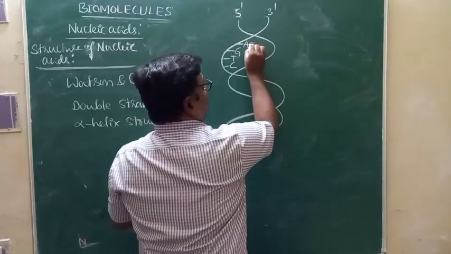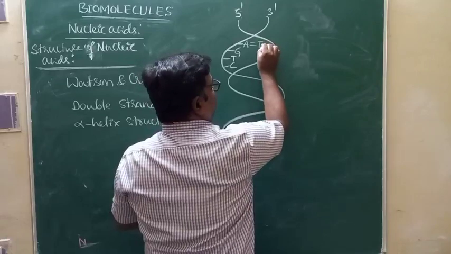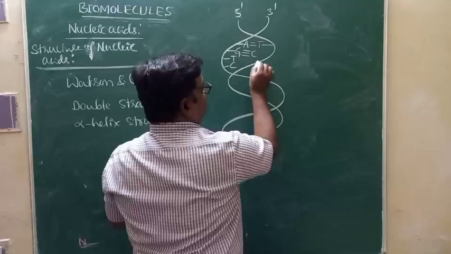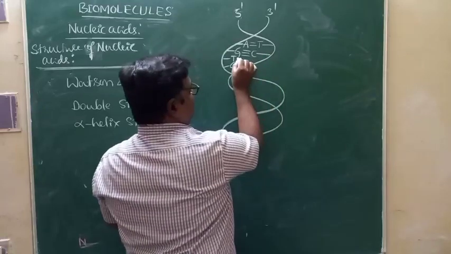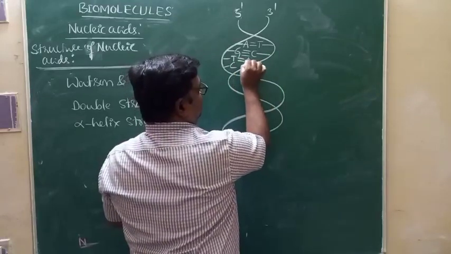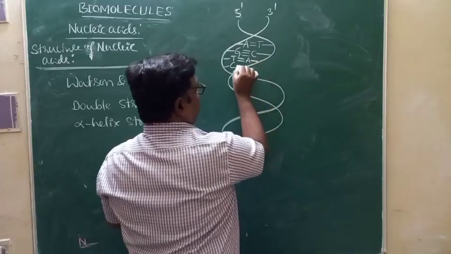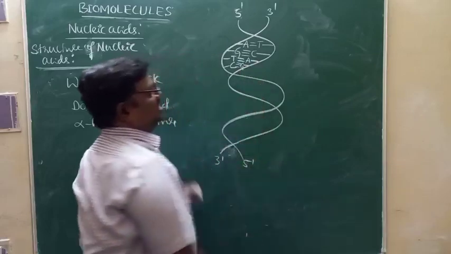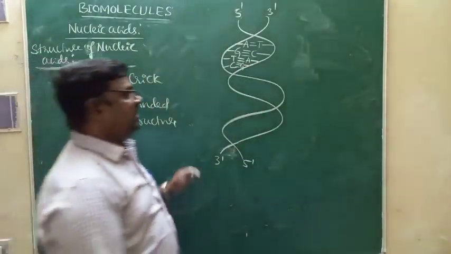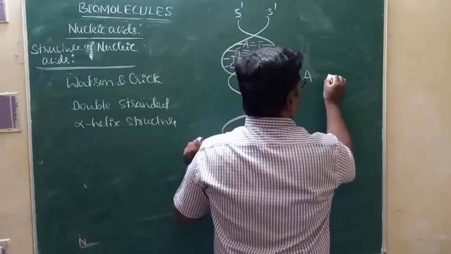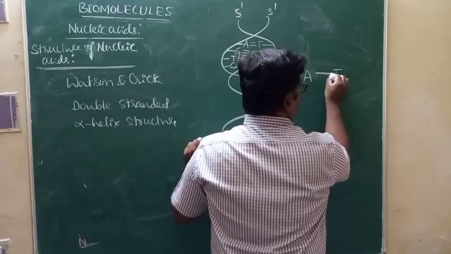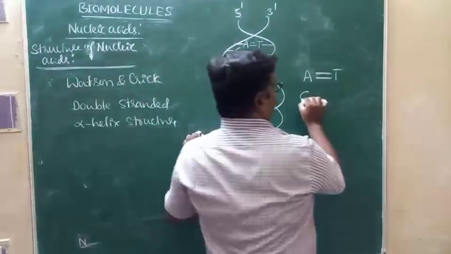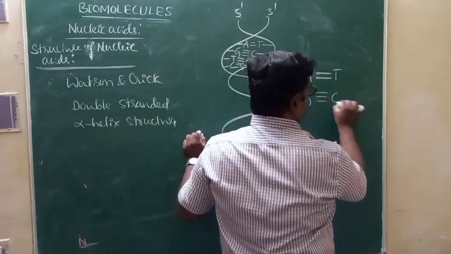Adenine forms two hydrogen bonds with thymine of the other strand. Guanine forms three hydrogen bonds with cytosine of the other strand. Thymine forms two hydrogen bonds with adenine of the other strand. Cytosine forms three hydrogen bonds with guanine of the other strand. Like this, base pairing takes place between adenine and thymine. Look at this: adenine forms two hydrogen bonds with thymine, and guanine forms three hydrogen bonds with cytosine.